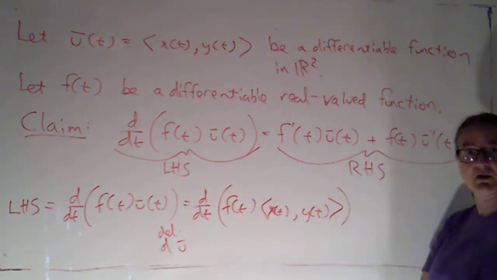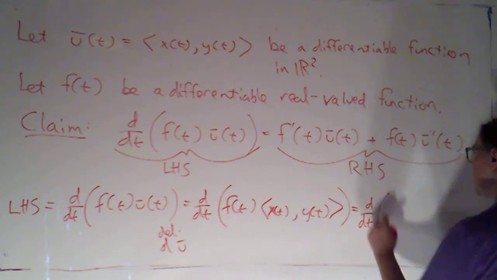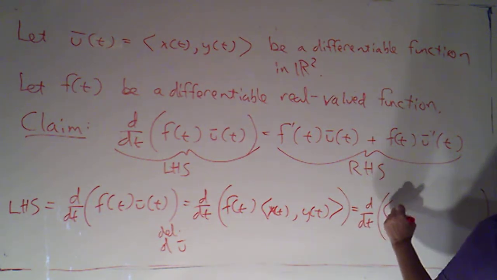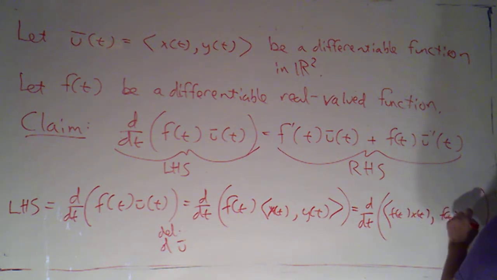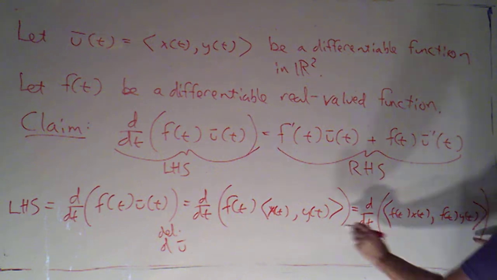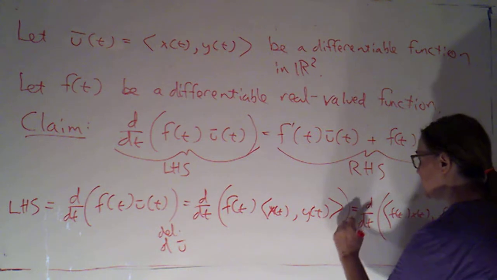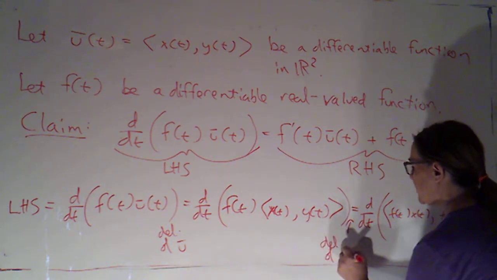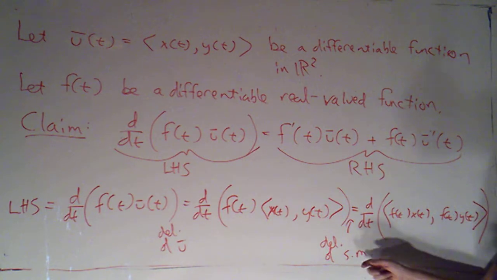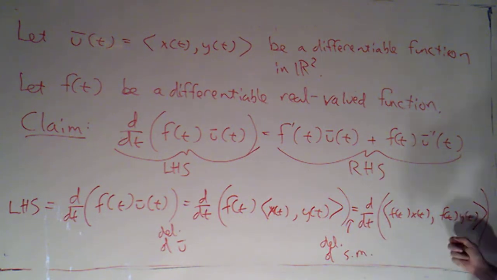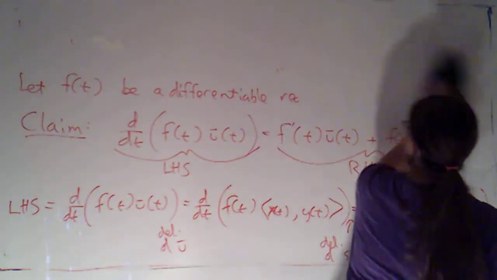Now, this is a vector function being multiplied by a scalar valued function. How do I do scalar multiplication? I scale each component. So I can say this is the derivative of f of t x of t, comma, f of t y of t. It's the derivative of that vector. What did I do there? I did the scalar multiplication, so I just used the definition of scalar multiplication, abbreviating that as SM. All right, I am out of space, so I'm going to continue at the top of the board here.